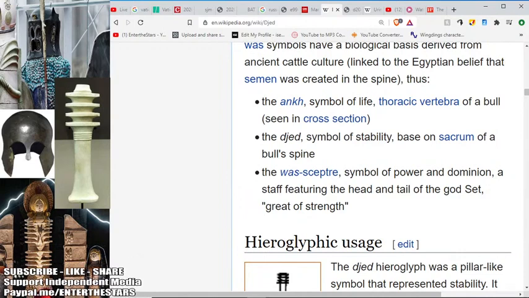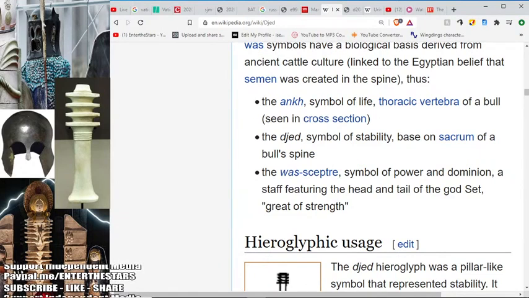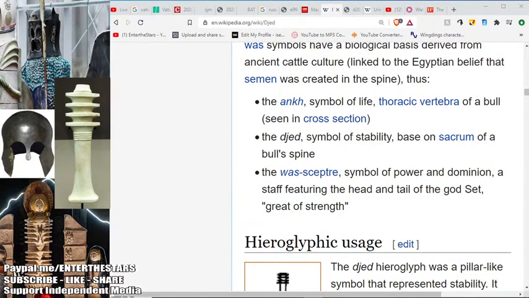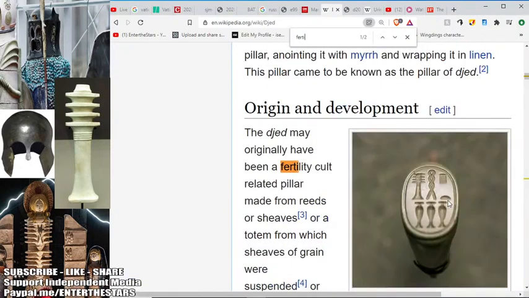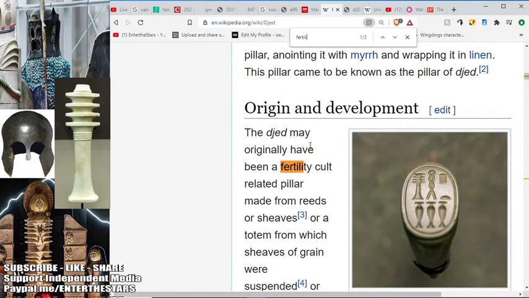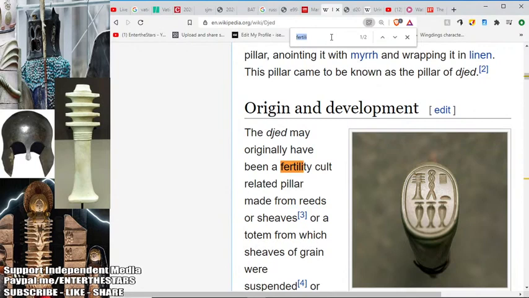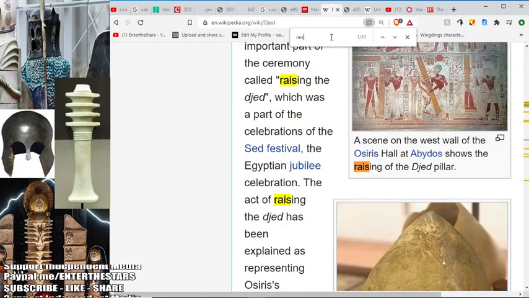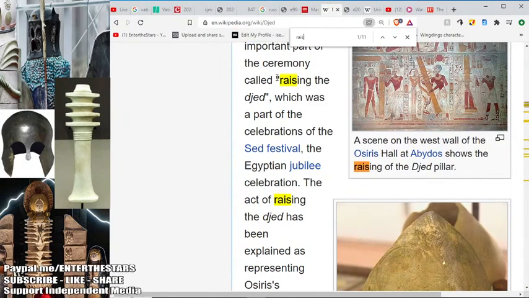So now we have these aspects of the spine, which has eerie similarities to the Kundalini in the worship of the beast. And so the DJED, according to this source, is a fertility cult. Let me search the page for that. It's been referred to as a fertility cult. And there was a ceremony called the raising of the Jed. Now, here is where things begin to sound a little creepy.